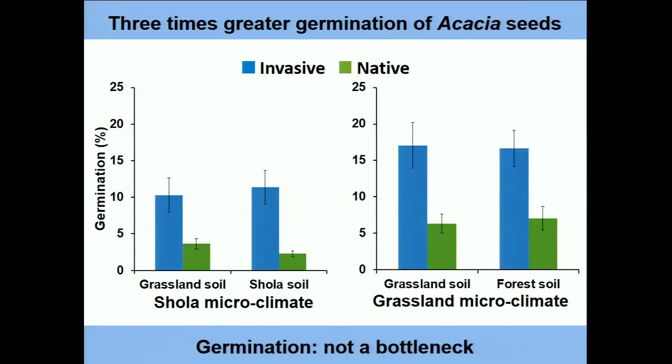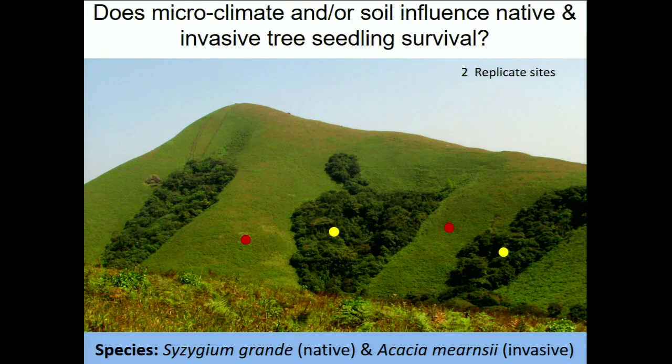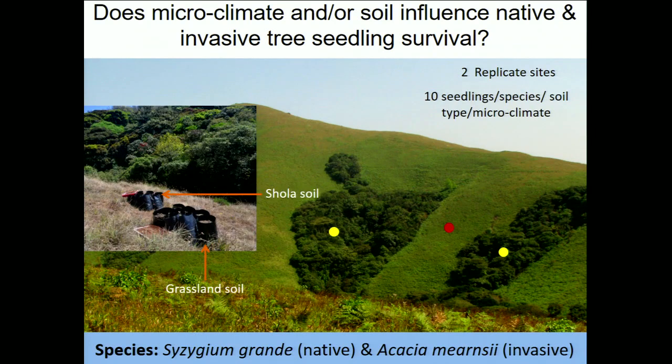So we moved on to the seedling stage and we asked a similar question: whether microclimate and soil properties of this forest and grassland limit or influence the native and invasive tree seedling survival. For that we selected 2 replicate forest patches and adjoining grassland, and we collected seedlings of syzygium and invasive acacia from our previous germination experiment. So here at each location we placed 10 seedlings each of syzygium and acacia in polybags filled with forest soil and 10 seedlings each in polybags filled with grassland soil. And we monitored their survival for 8 months.